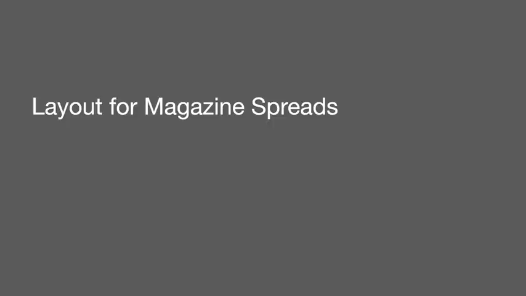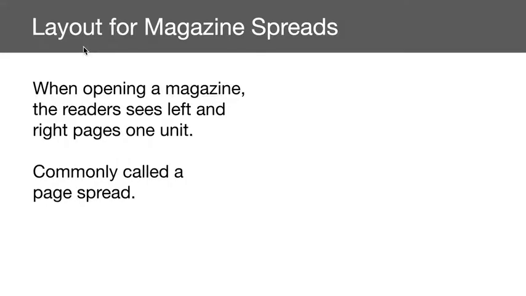Hello, everyone. Today we're going to talk about layout for a magazine spread. Ultimately, when we open a magazine, all the readers will see the left and right pages as one unit, even though technically they are two separate pages, but we perceive everything as one layout or one entity. This is commonly known as a page spread.